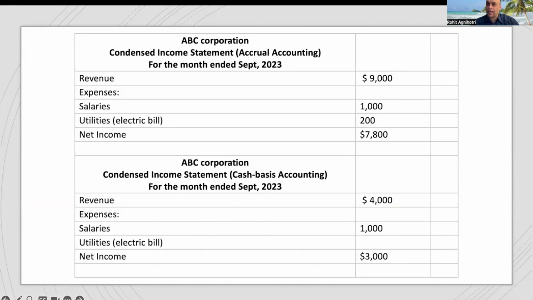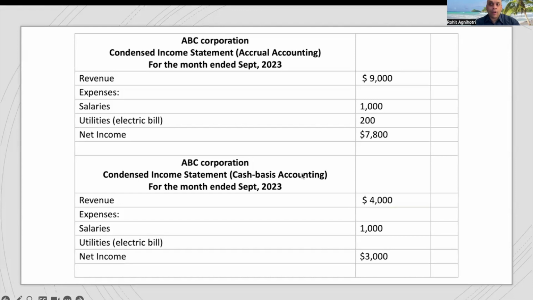Income statements are not that straightforward, or 5-line income statements in the normal course of business. They are many, many pages long. This is just an example. So in cash-based accounting, you are going to record a revenue of $4,000. The salaries, $1,000, and your net income is $3,000. Obviously, 4 minus 1, so $3,000.